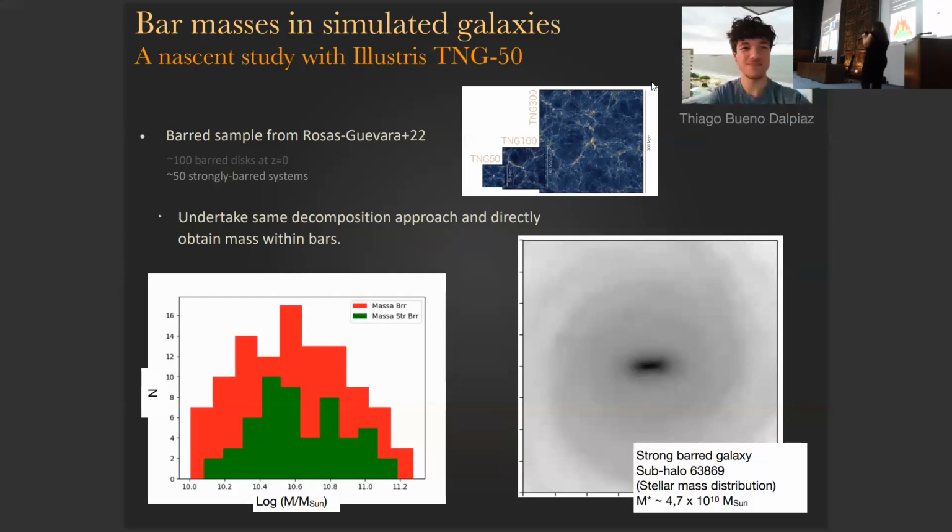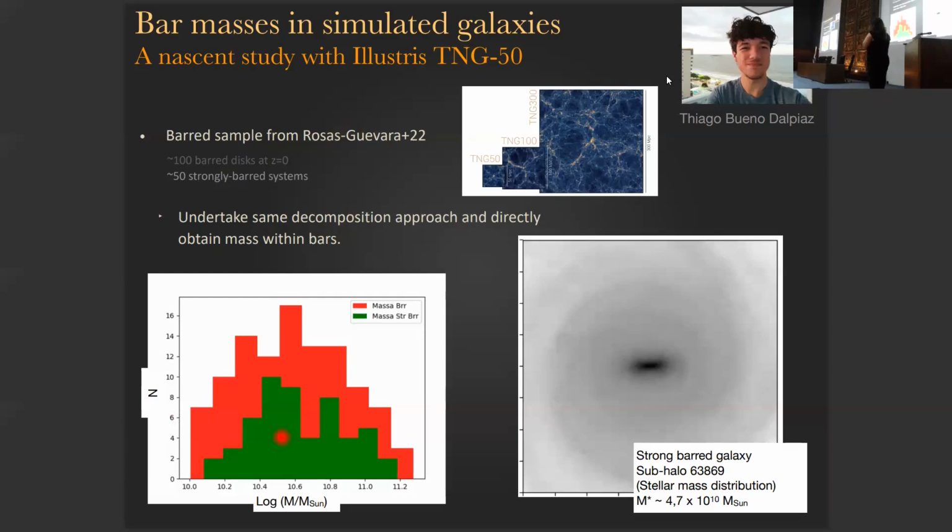We have brought this up because I was motivating the connection to be able to have observations talk to simulations. So we have started looking at the TNG 50, looking at the bar sample from Rosas Guevara. There are 150 galaxies, and here the different masses are displayed. They also have lower masses, masses less than 10 to the 10. They're not published, but they're there.